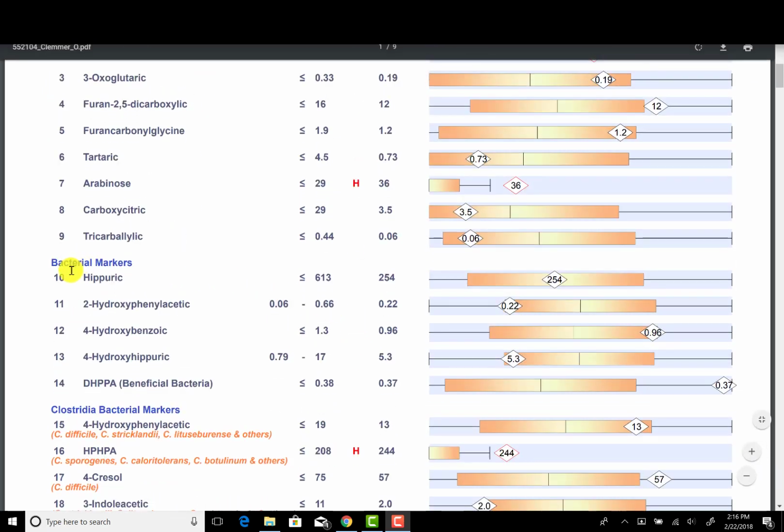Next one is just bacterial markers. For people that have irritable bowel syndrome, this is pretty big. They're finding that a lot of irritable bowel syndrome is actually just a bacterial overgrowth. So if these markers are too high and the patient has a lot of bloating, gas, and intestinal discomfort, then we know that they have what we call SIBO, or small intestinal bacterial overgrowth.